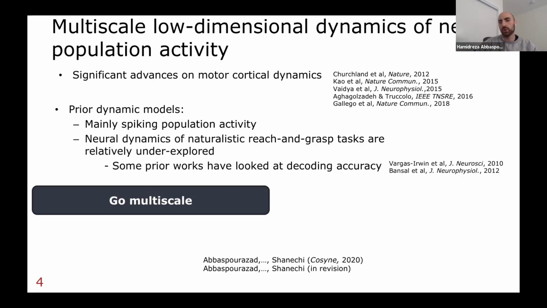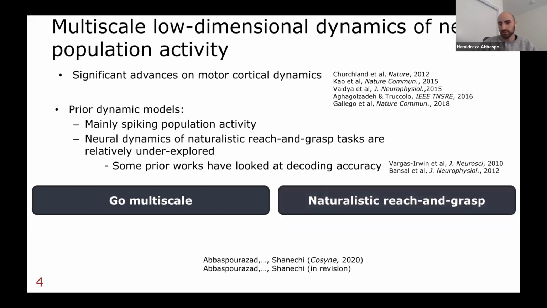Also, while some prior works have looked at decoding accuracy during naturalistic reach and grasp movements, the low-dimensional dynamics of population activity are relatively underexplored compared to some other conventional tasks. Therefore, we also want to investigate the low-dimensional dynamics during naturalistic reach and grasp movements.